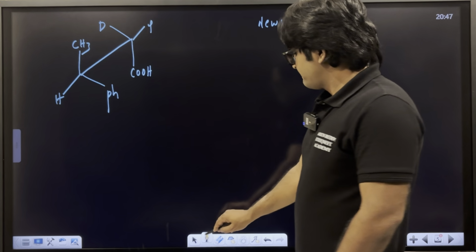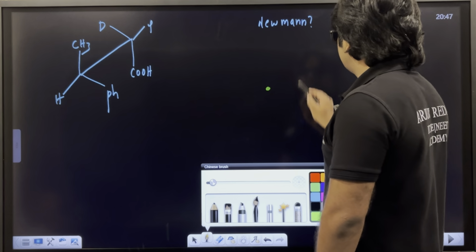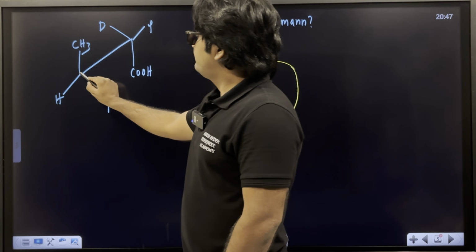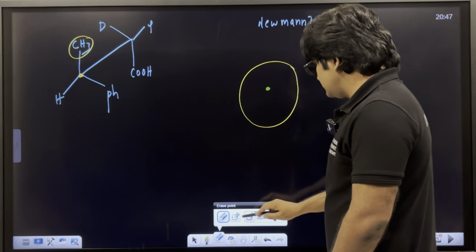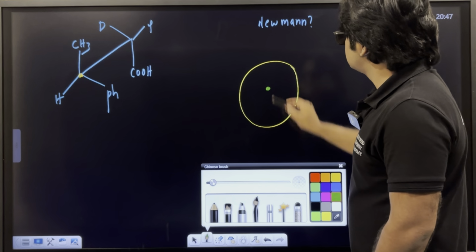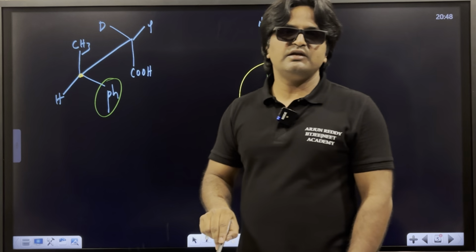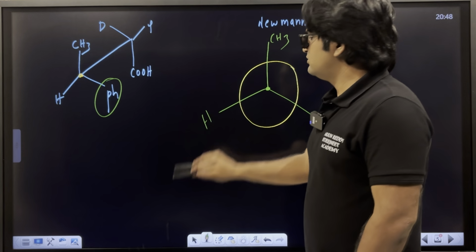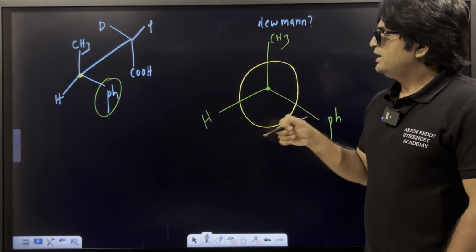Again Sawhorse is given and in which form are they asking? Newman. Okay, for Newman take the front carbon atom as a dot and the back carbon atom as a circle. Clear? Now at the front carbon atom, what is the position of methyl? Is methyl just above or below? It is looking like above. Same thing here you write like this, methyl above, CH3. Is phenyl looking like right side or left side? Right side. Here simply write like this, phenyl on the right side and hydrogen on the left side. That is the arrangement of groups on the front carbon atom. Any problem? Right.